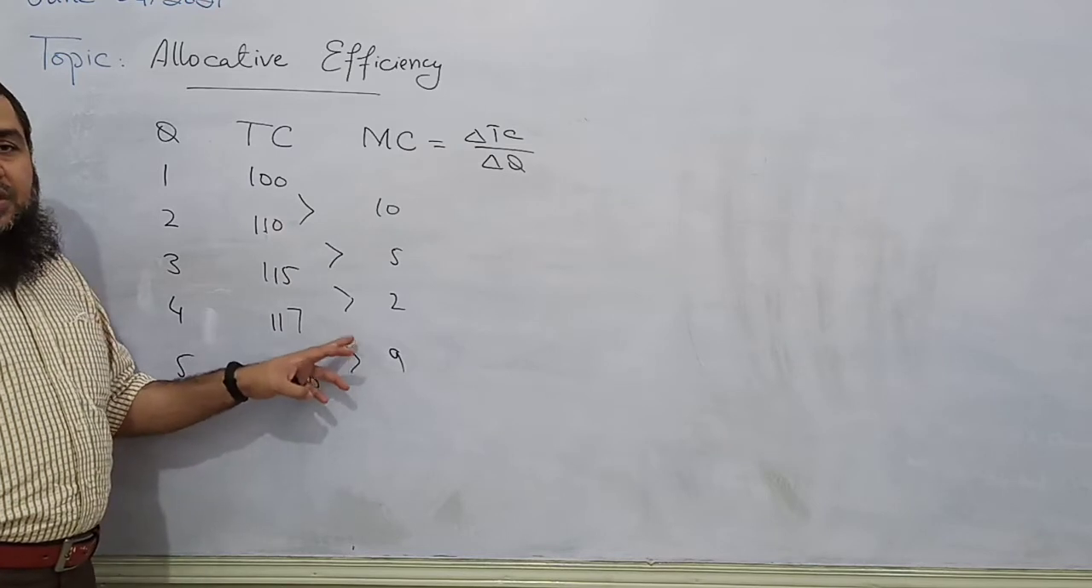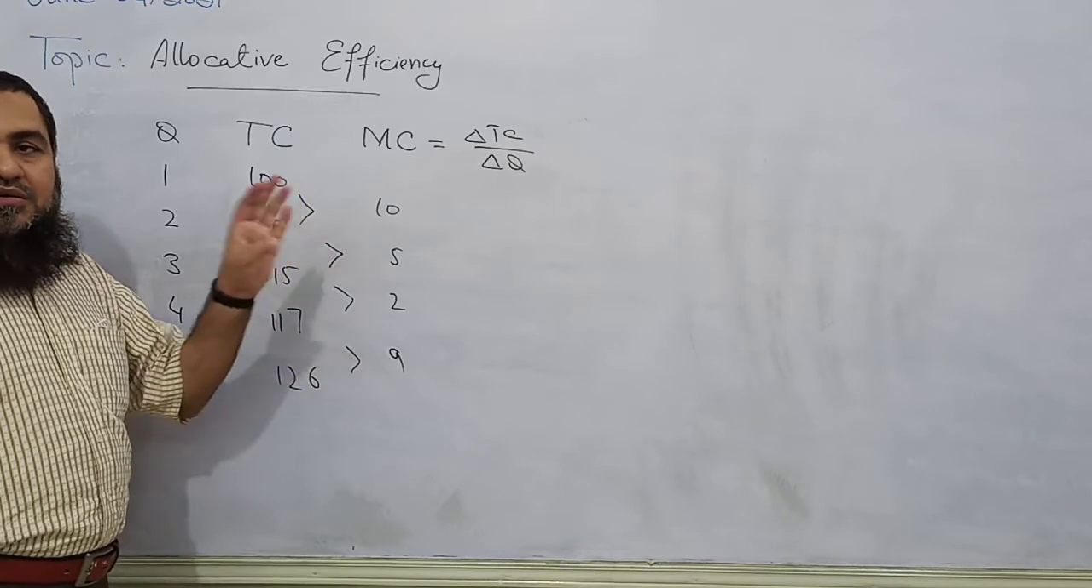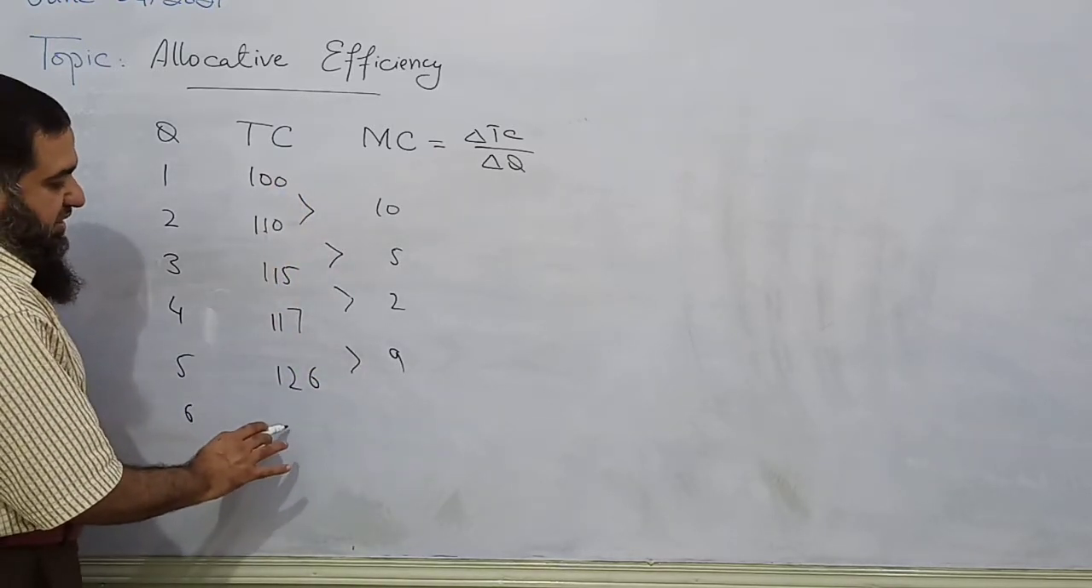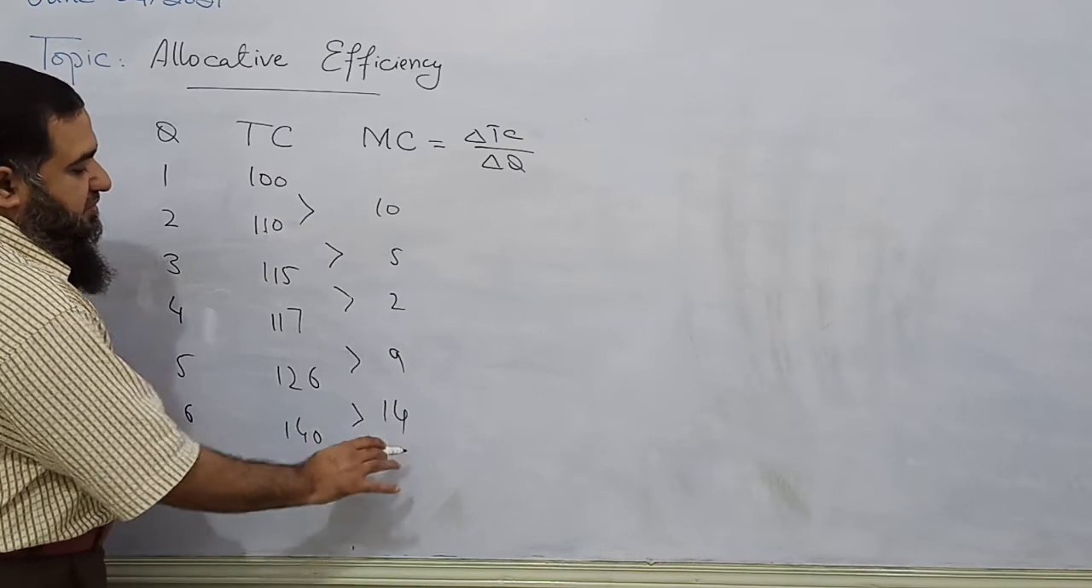So marginal cost increased sharply. From 2 it is now 9. So if it is the sixth unit that we see, this is going to have 140. So the marginal cost will be 14.